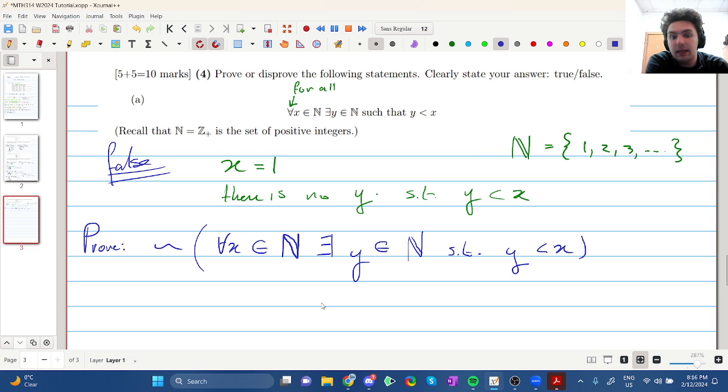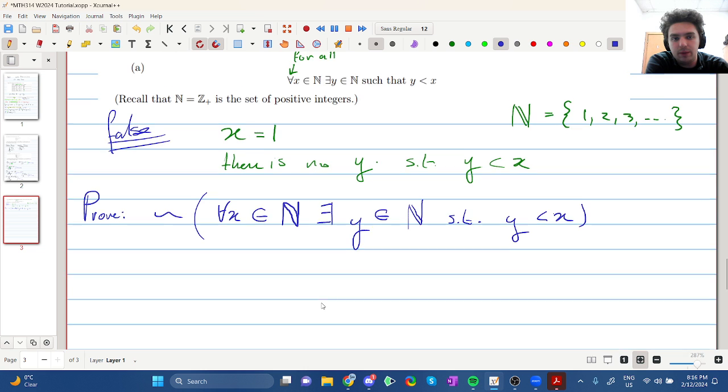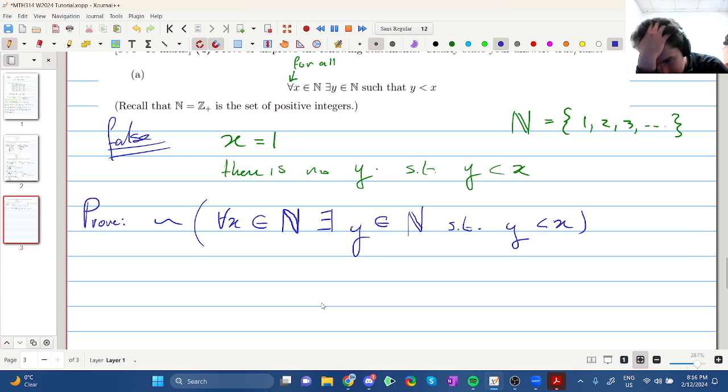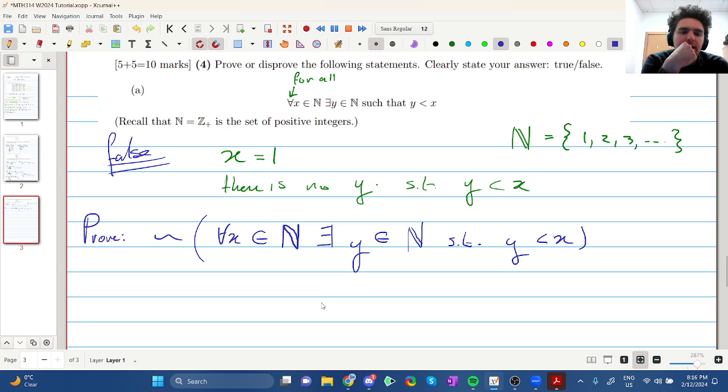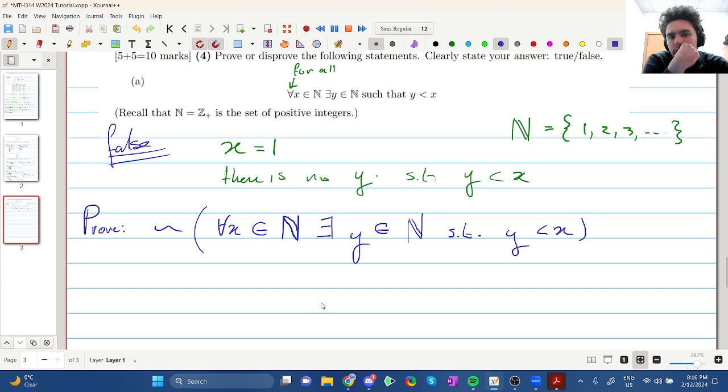Yeah. So a counterexample would be a counterexample where it's not true, like showing that there's an element of x. Yeah, I guess so.